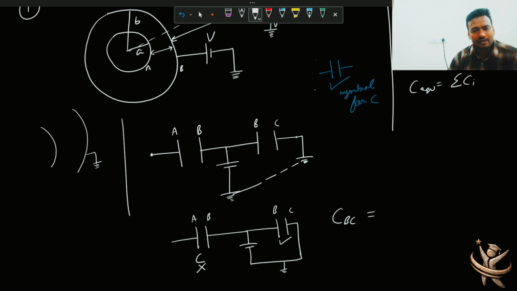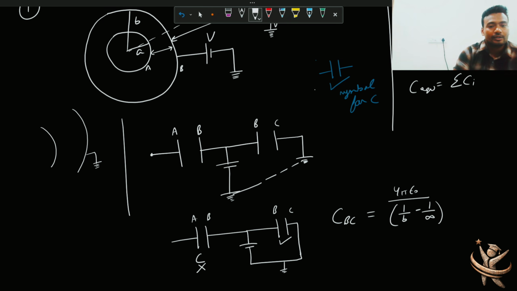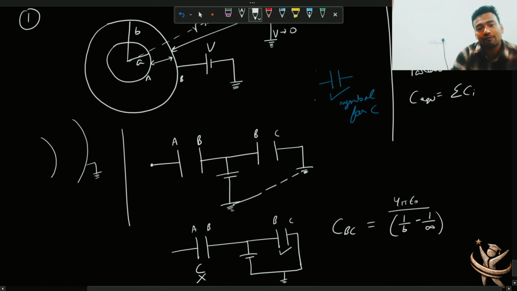It's not a parallel plate capacitor, ultimately it's a spherical capacitor. So 4 pi epsilon naught times 1 by A. What is the radius of B? It's B minus the other radius, which is infinity, because that C plate is actually existing at infinite distance.